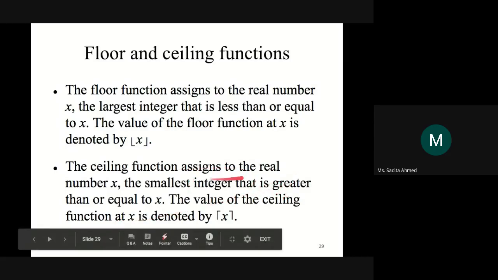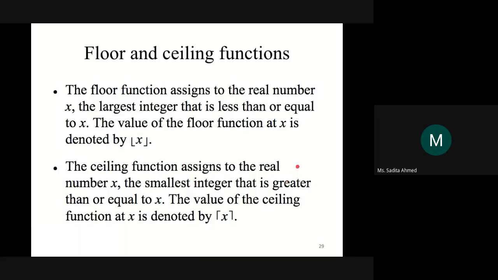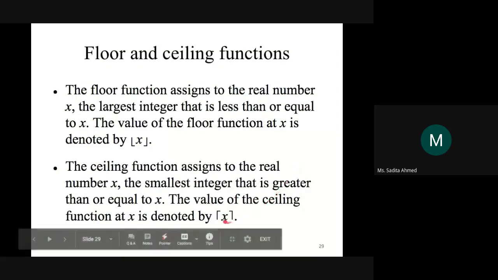The smallest integer that is greater than or equal to X. Ceiling. So it goes up, okay? It goes up. Ceiling, so it goes up. And as you can see here, that is mirrored in the symbol as well. This is the symbol we use. This is how we denote the ceiling function applied on the variable X.